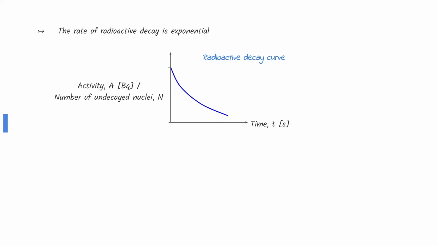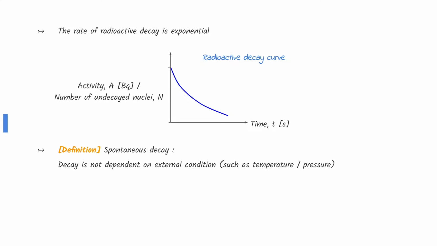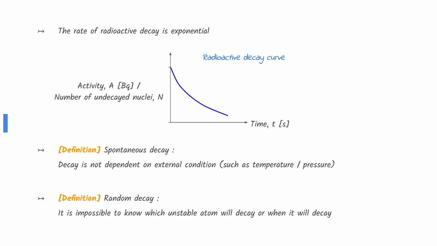The rate of radioactive decay is exponential. Refer to the radioactive decay curve to help you remember this. Radioactive decay is spontaneous. The decay does not depend on external conditions such as temperature or pressure. And lastly, radioactive decay is random. It is impossible to know which unstable atom will decay next or the exact time it will decay. All these are facts, so be sure to have them memorized. This means that all the 3 statements given in the question are correct.